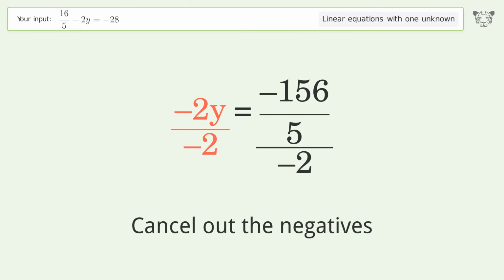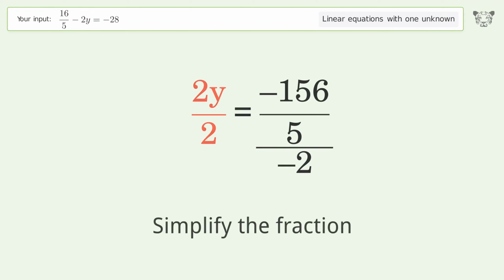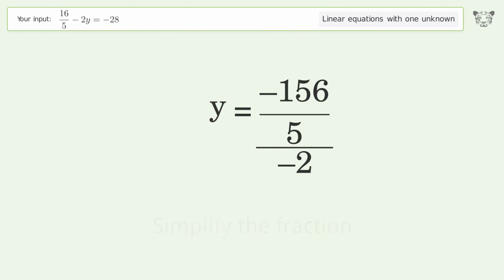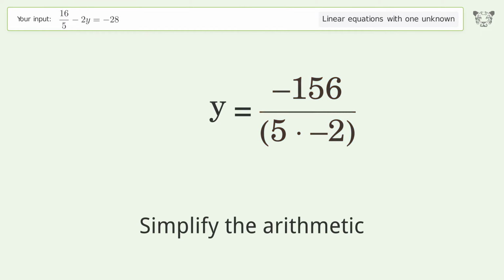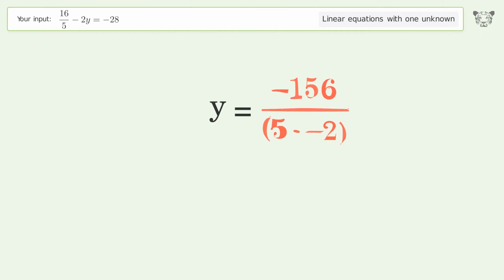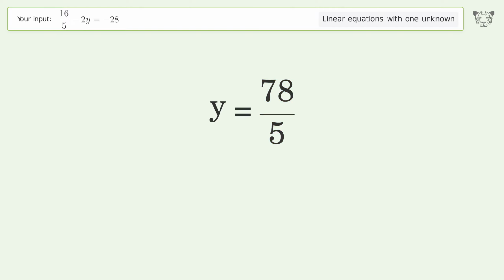Cancel out the negatives. Simplify the fraction. Simplify the arithmetic. And so the final result is y equals 78 over 5.